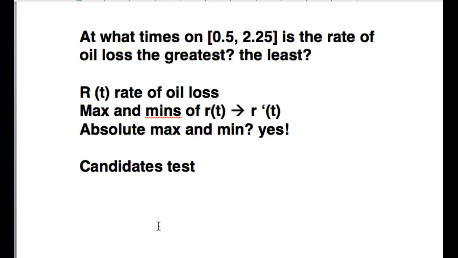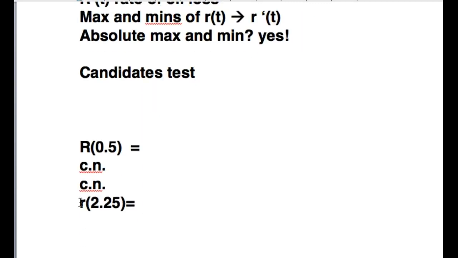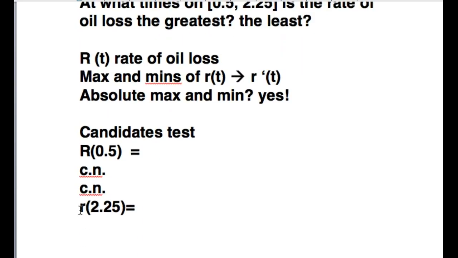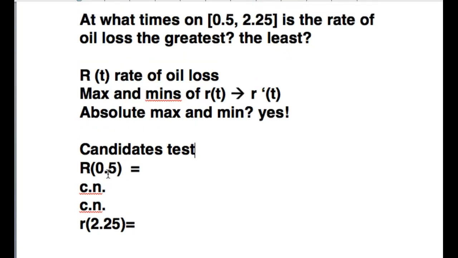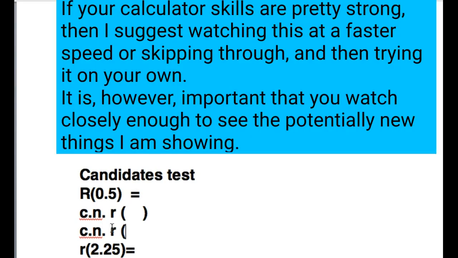And what we're going to need for the candidates test is we're going to need to get the y values of the two endpoints, and we're going to have to get the y values of any critical numbers. And we'll have to find those critical numbers as we go. I'm going to show you how to do this using your calculator.